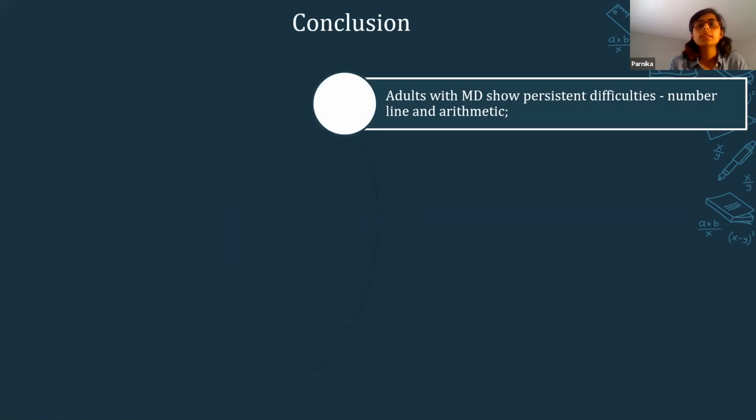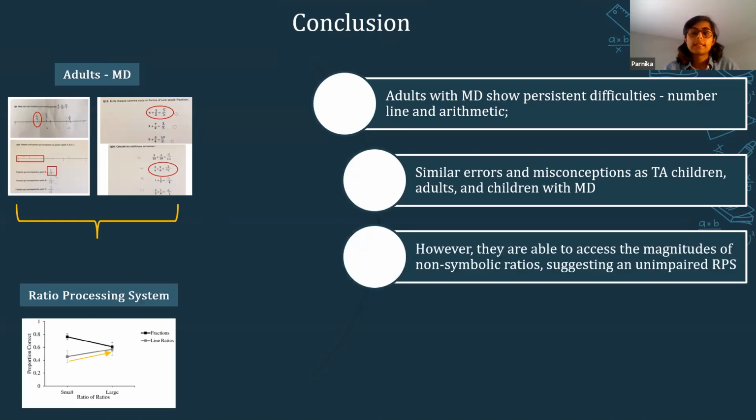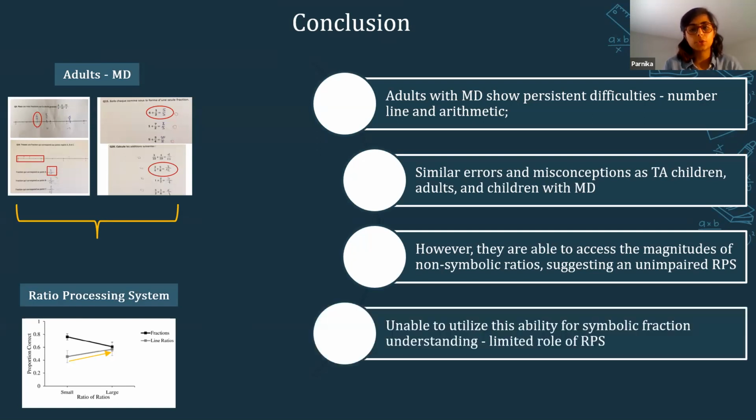Therefore, in conclusion, we saw that adults with mathematics disability do show persistent difficulties in number line and arithmetic, and these difficulties are similar to errors and misconceptions in prior research on typically achieving children, adults, and children with mathematics disability. So one reason could be an underlying deficit in the RPS. However, what we saw was the adults are still able to access the magnitudes of the non-symbolic ratios, suggesting an unimpaired RPS. But they're unable to utilize this ability for processing symbolic fraction understanding, thereby showing a limited role of the RPS in adults with mathematics disability.